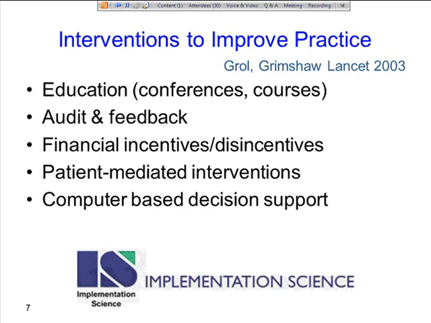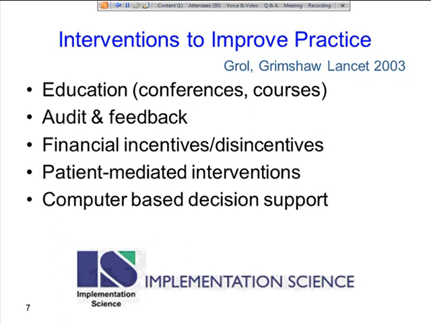Audit and feedback does a bit better. Seeing what people are doing, reporting back to them how they're doing, particularly in relation to peers, is a more effective way to improve practice. Financial incentives, and particularly disincentives, have been demonstrated to be effective if you have a certain threshold level of monetary incentive.